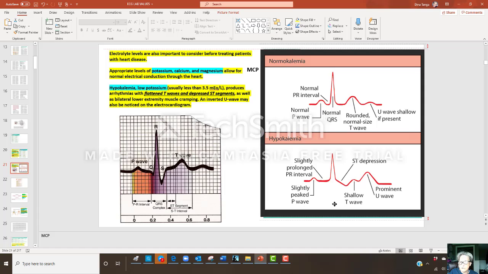Okay, so let's look at this beautiful picture I found. Normal kalemia is going to have a normal T wave, rounded, normal sized. And let's see the ST segment depression. Interesting, look at the difference. So hypokalemia is going to have flattened T waves and depressed ST segments.